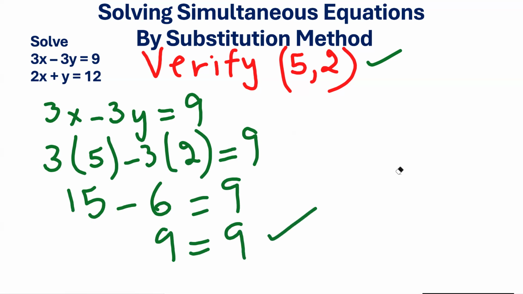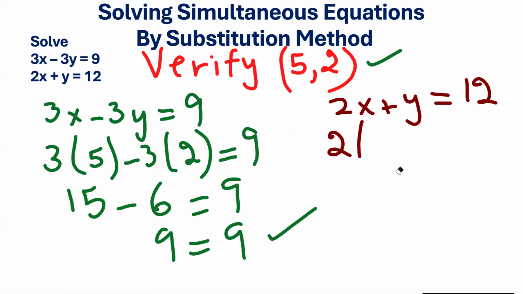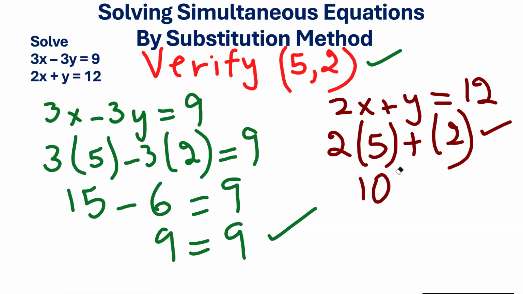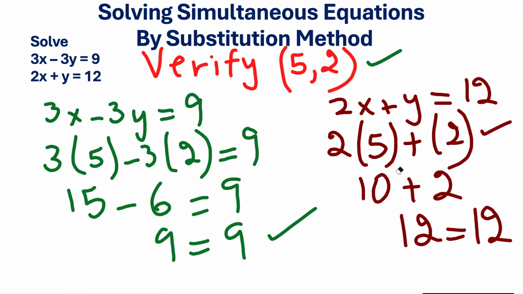The equation is satisfied. You can do verification by using equation number 2, which is 2x plus y is equal to 12. Substitute the value of x, which is 5. What is y? It is 2. You should get 12. 5 2s are 10, and this is 2, so 12 is equal to 12. So both the equations are verified. Both the equations are satisfied, 5, 2. So this is your answer for this question of simultaneous equations.